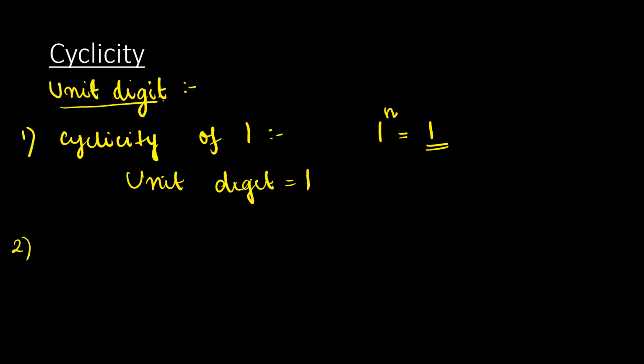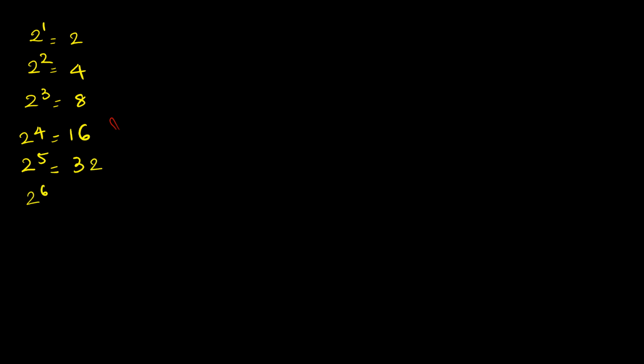Next is cyclicity of 2. Here we know what 2 raised to 1 is. 2 raised to 1 is 2, 2 squared is 4, 2 cubed is 8, 2 raised to 4 is 16, next is 32, 2 raised to 6 is 64, 2 raised to 7 is 128, 2 raised to 8 is equal to 256.